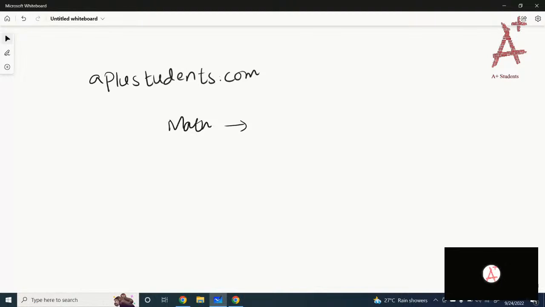So, we are going to start today with grade 7 maths. You can find the lesson on aplusstudents.com. You have to log in using your email address and password provided by the administration. Then you have to select math as a language, math as a subject. Click on the continue button.